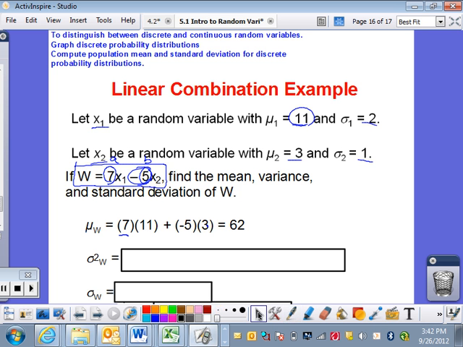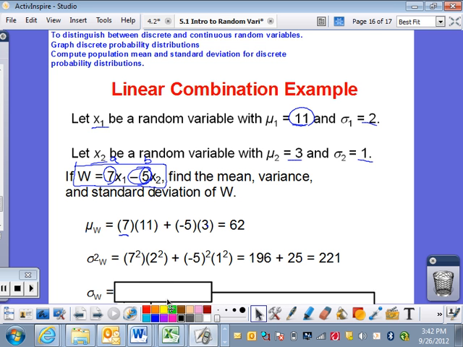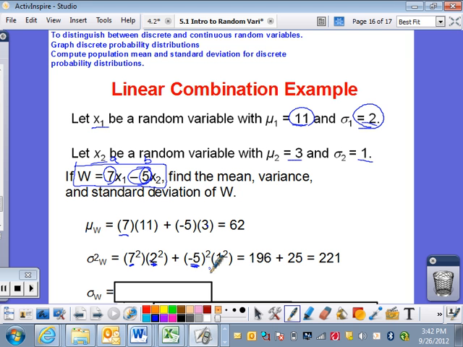It's just plugging into formulas. It's just a matter of trying to work at it and figure it out. What's the variance? Well, for the variance, they take the A squared times the standard deviation squared. So your A squared is 7 squared. The standard deviation of the first one is 2 from up top right here. The B value is negative 5. The standard deviation of the second is 1. And you just add it up and get to 21.